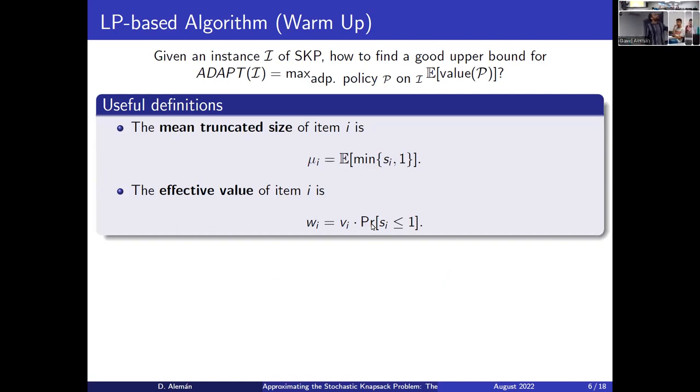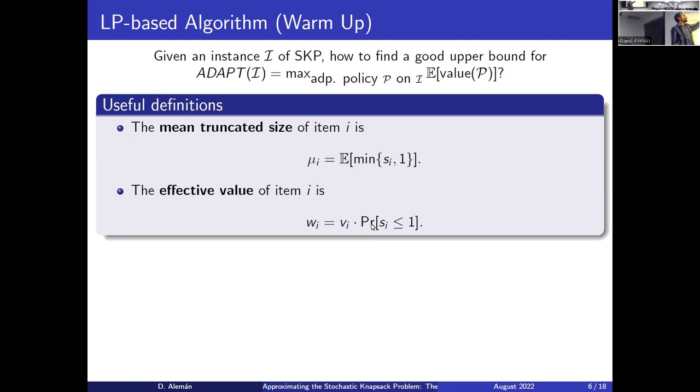For item i, we define its mean truncated size as the expected value of the minimum between s_i and 1. Note that it does make sense to consider such a random variable, because s_i can be larger than one. Maybe s_i is equal to 2 with probability half, or maybe s_i is equal to 100 with probability half. But for us, it's all the same: we are not going to be able to insert that item into the knapsack anyway. So it does make sense to define such a quantity.